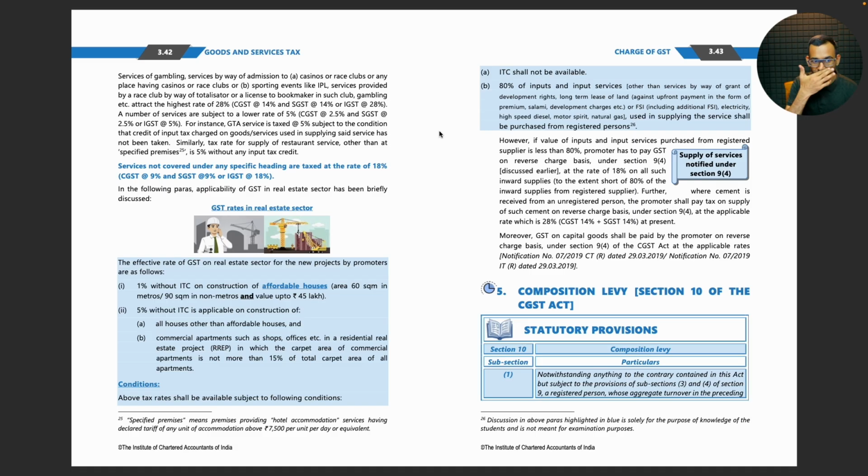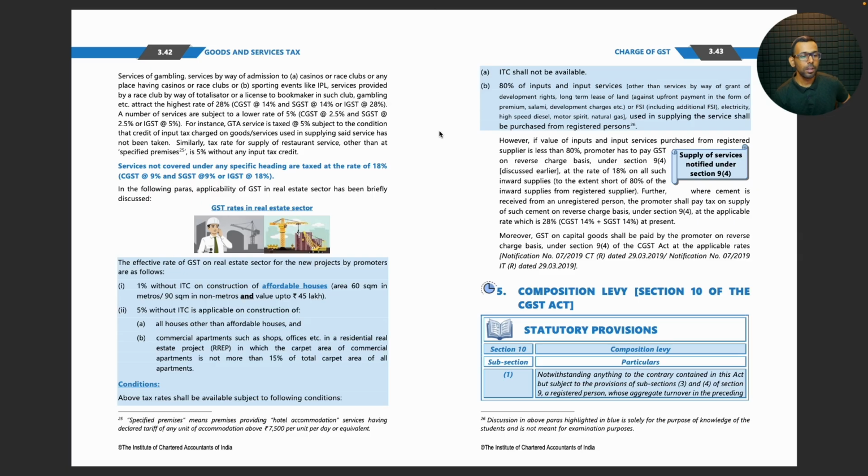Services of gambling, services by way of admission to casinos or race clubs or any place having casinos or race clubs, or sporting events like IPL, services provided by a race club by way of totalizator or a license to bookmaker in such club, gambling etc. attract the highest rate of 28%: CGST at 14, SGST at 14, or IGST at 28%.